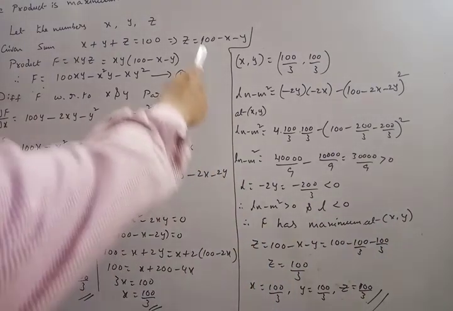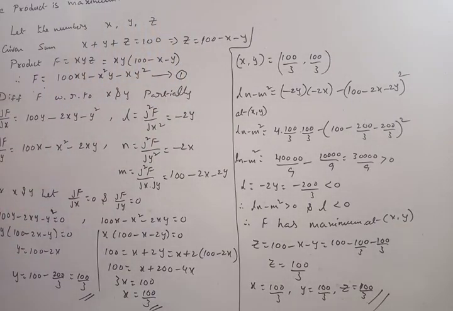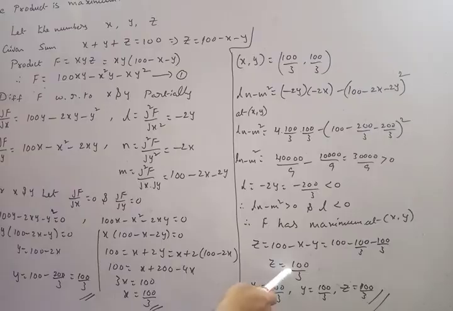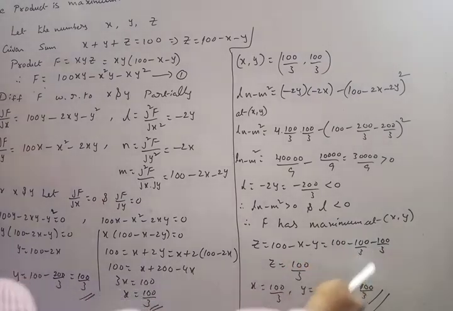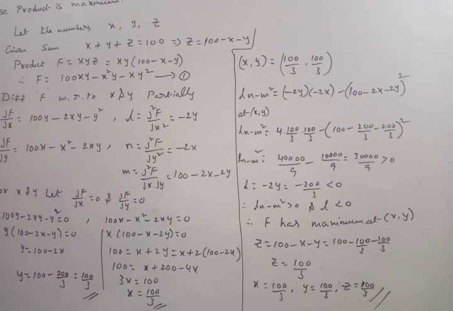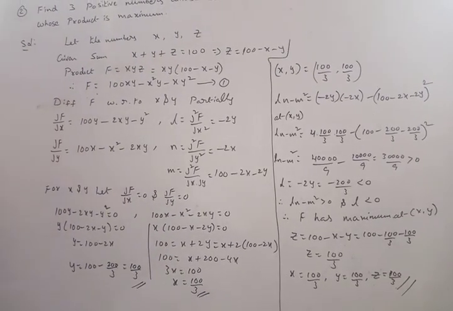So for the third value, z is equal to 100 minus x minus y. Substitute in place of x 100 by 3, in place of y 100 by 3. You get the z value. LCM 300. So we got three numbers. If it is a constant k, you get k by 3, k by 3, k by 3 like that. Understand? So it is a very, very important problem.